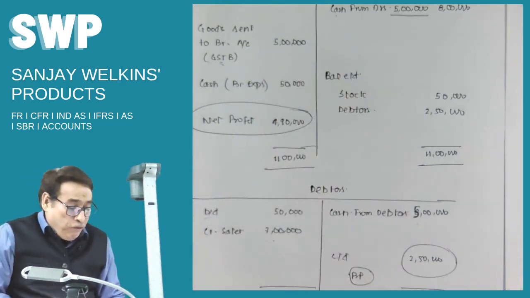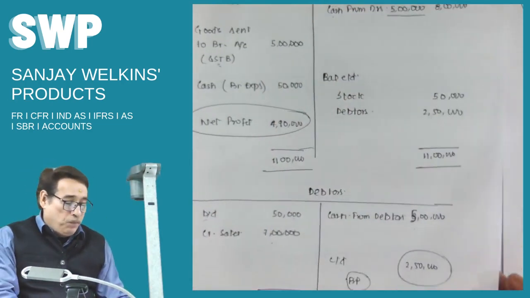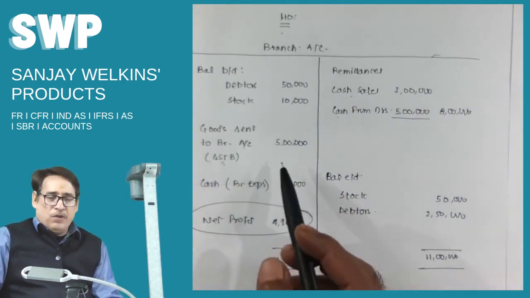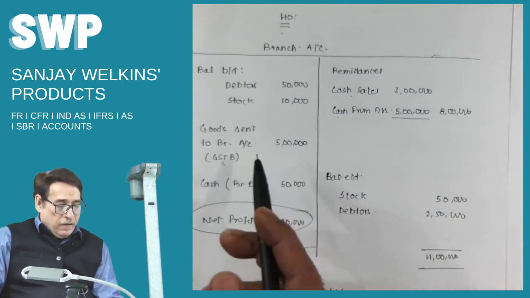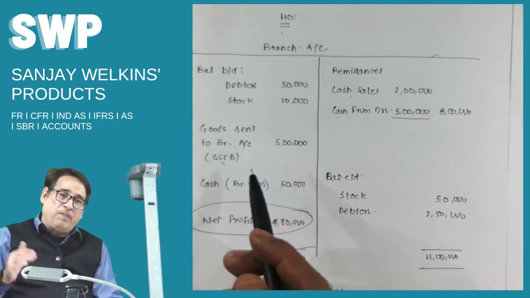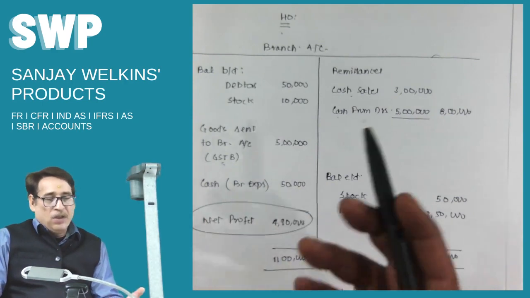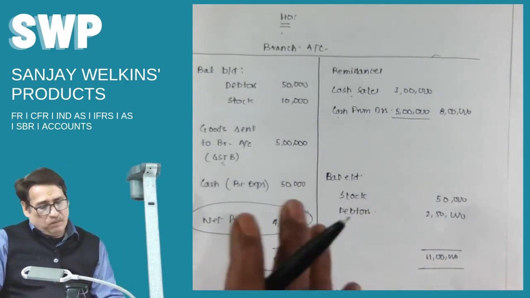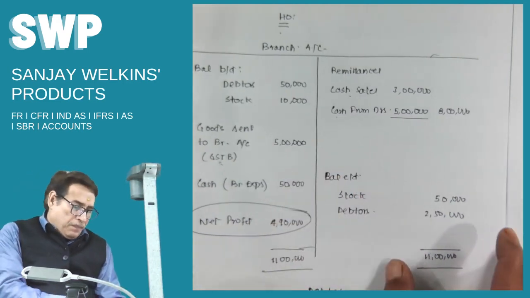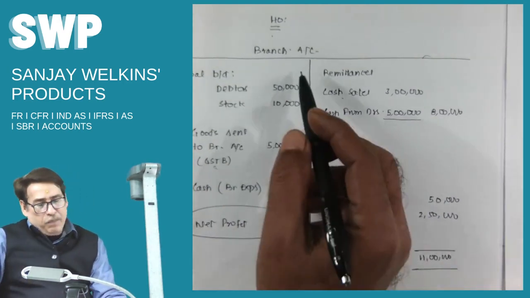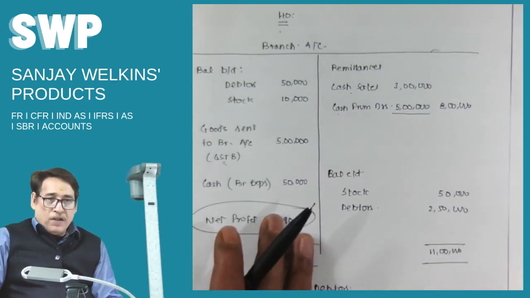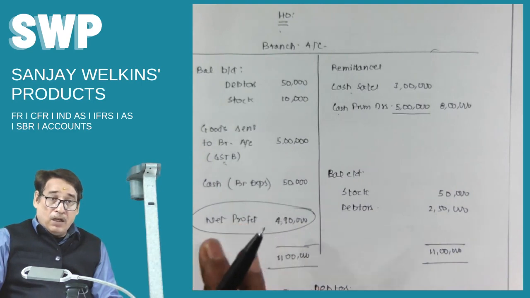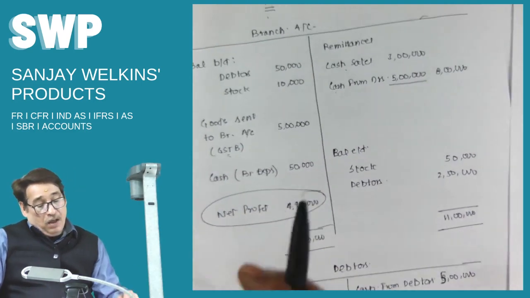See here, when we prepared this branch account, it looks very simple. It seems that all we need to do is to just put up the goods sent, the things supplied by head office, goods and cash, and similarly the total amount which we have received from debtors. It looks as easy as that. But when we prepare the branch account, you must have noticed two, three important aspects, correct? What are these two, three important aspects?